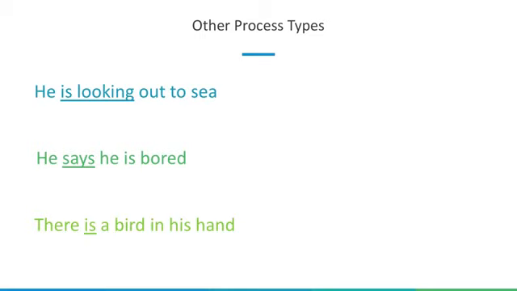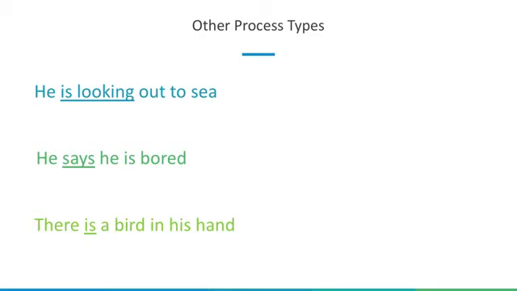Okay, so far we've looked at 3 different process types: action or material processes, mental, and relational. In functional linguistics, there are 3 more types of processes, and these are behaving, saying, and existing. So let's start with the first sentence here. He is looking out to sea.